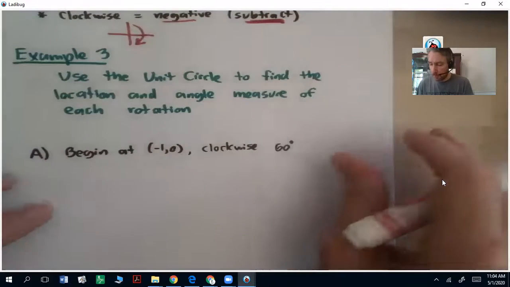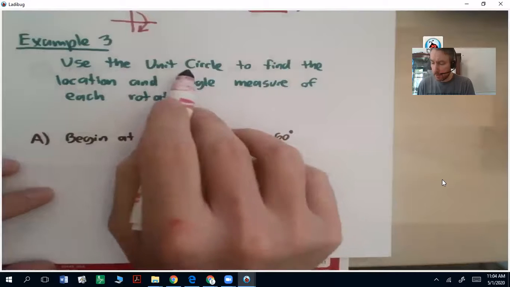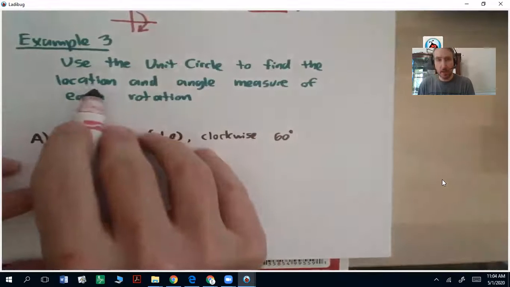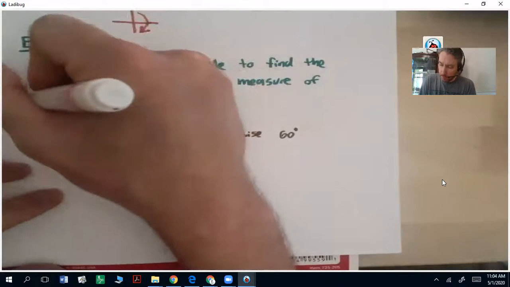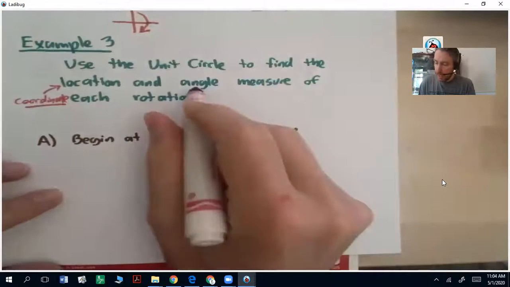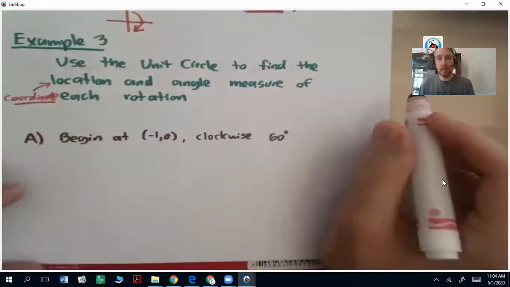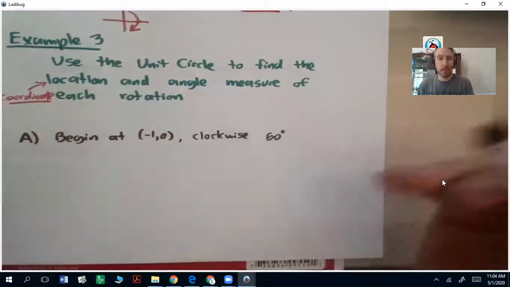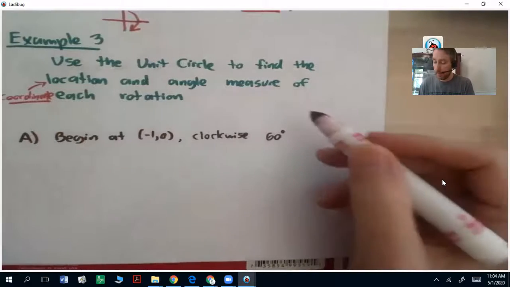Now, what we want to do is use the unit circle to find the location. That's the coordinate, and the angle measure of each rotation. And the angle measure should be either given in degrees or radians or both, depending on what you're given.